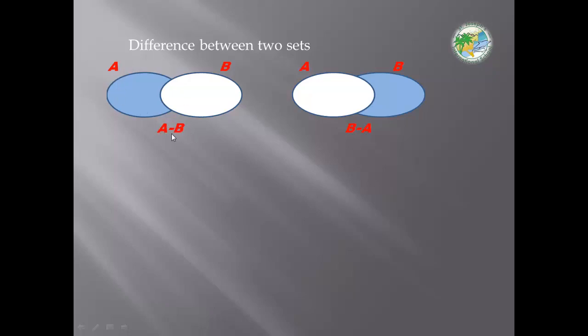What do you observe from this diagram? There are elements in A, but we don't want elements of B. Another Venn diagram, B difference A, means which elements belong to B and don't belong to A. This is the meaning of the difference between two sets. A difference B means the elements that are in A and not in B.